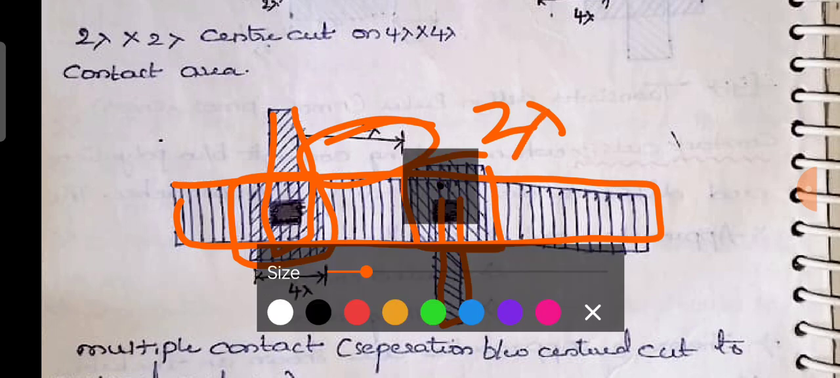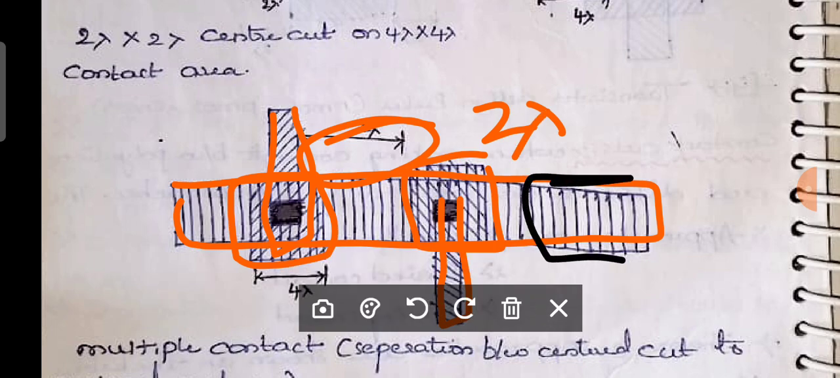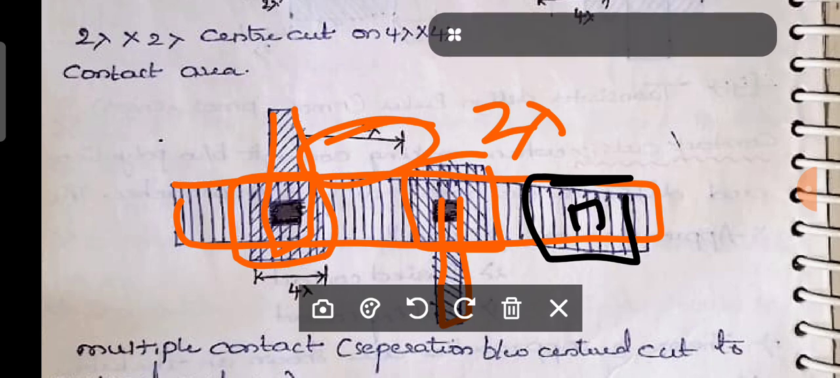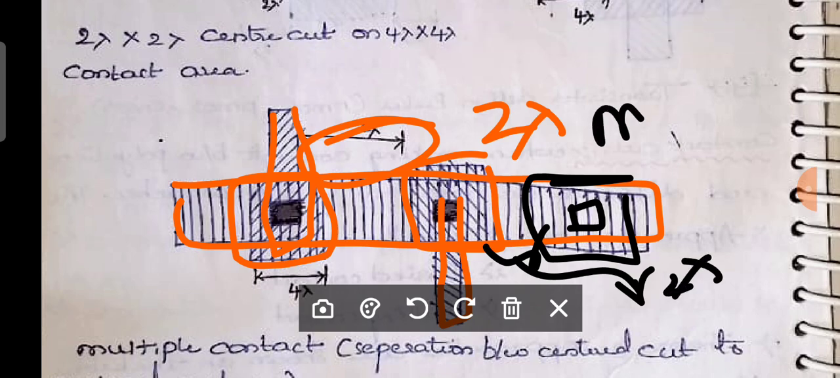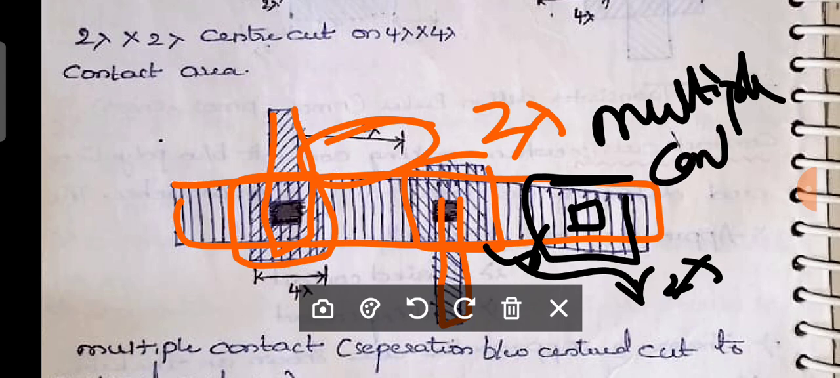If you are having one more contact area here, what is the minimum spacing between these two? Absolutely 2 lambda. This is the concept of what? Multiple contacts. I hope that you are clear.